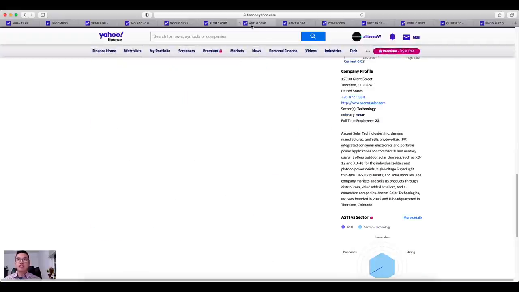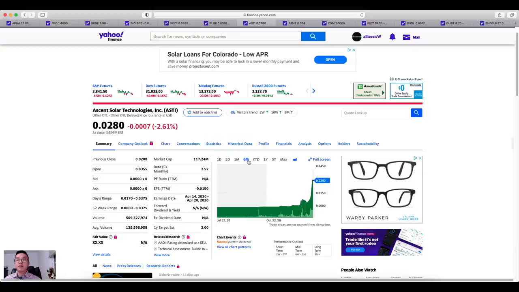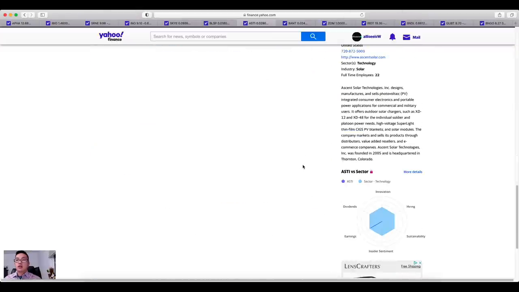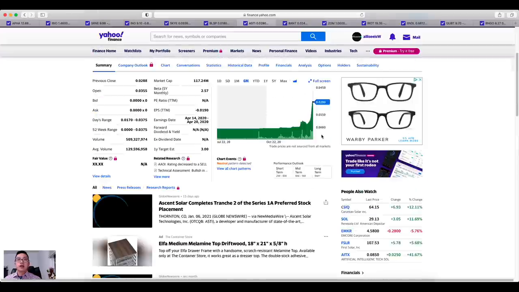So I wanted to pivot next to a similar related company, and that is Ascent Solar Technologies, ASTI. Now we're looking at a 6-month trend chart here. Yesterday, the share price gained about 40%, and this is a solar-based company out in Colorado, providing outdoor solar chargers such as the XD12 and XD48 for individual soldier and platoon power needs. This company right now is selling its product through distributors, value-added resellers, and e-commerce companies. So there's an increased demand for companies focused on solar energy at this time.